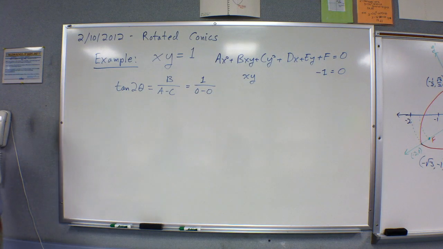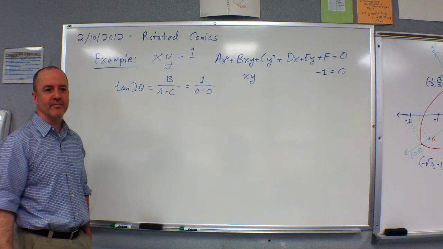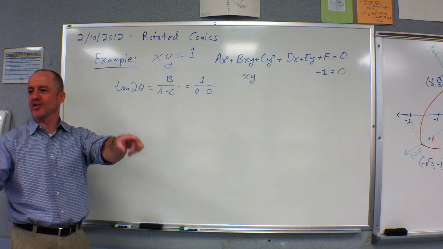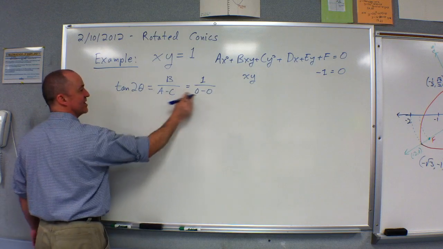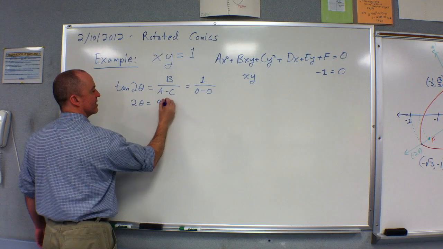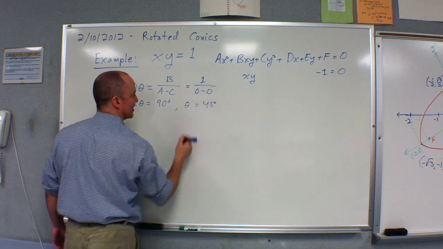Now, when is the tangent undefined? When the 1 over it is 0, which is when cosine is 0. That is at 90 degrees. You have the right idea. So this happens at 90 degrees, so if 2 theta equals 90 degrees, then theta is 45 degrees, very good.